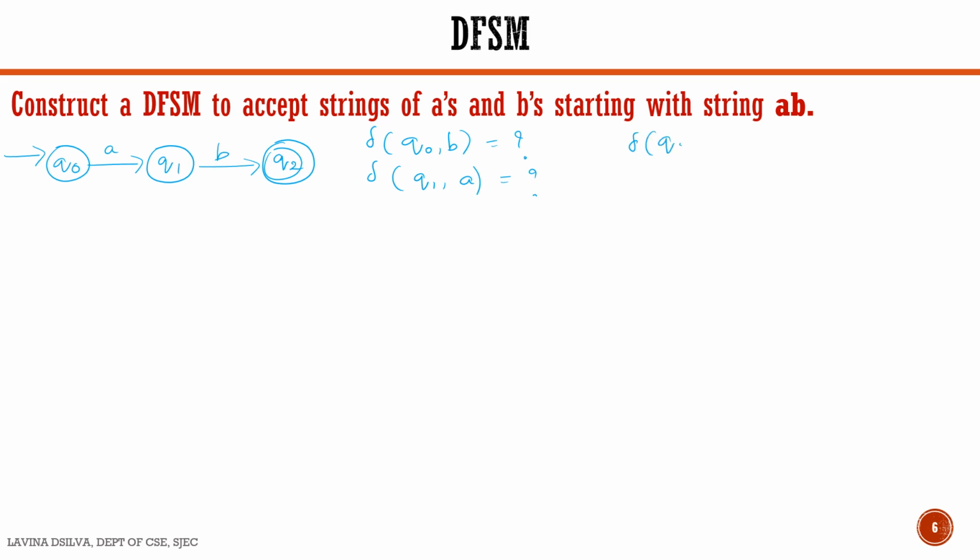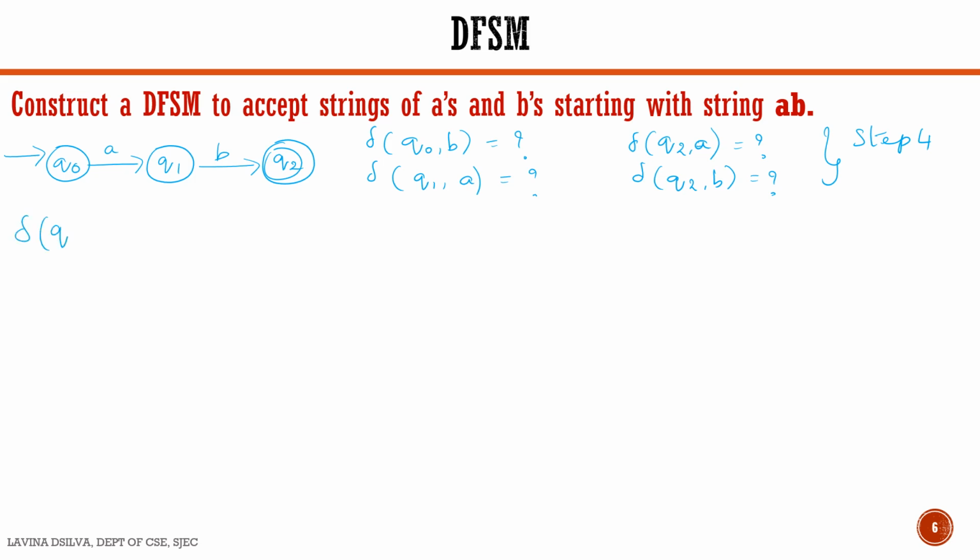On Q2 if we receive A, to which state do we go? On Q2 on receiving B, which state does it go? These were the 4 transitions which we identified in step 4. Now for the construction of DFSM, we will take each transition.